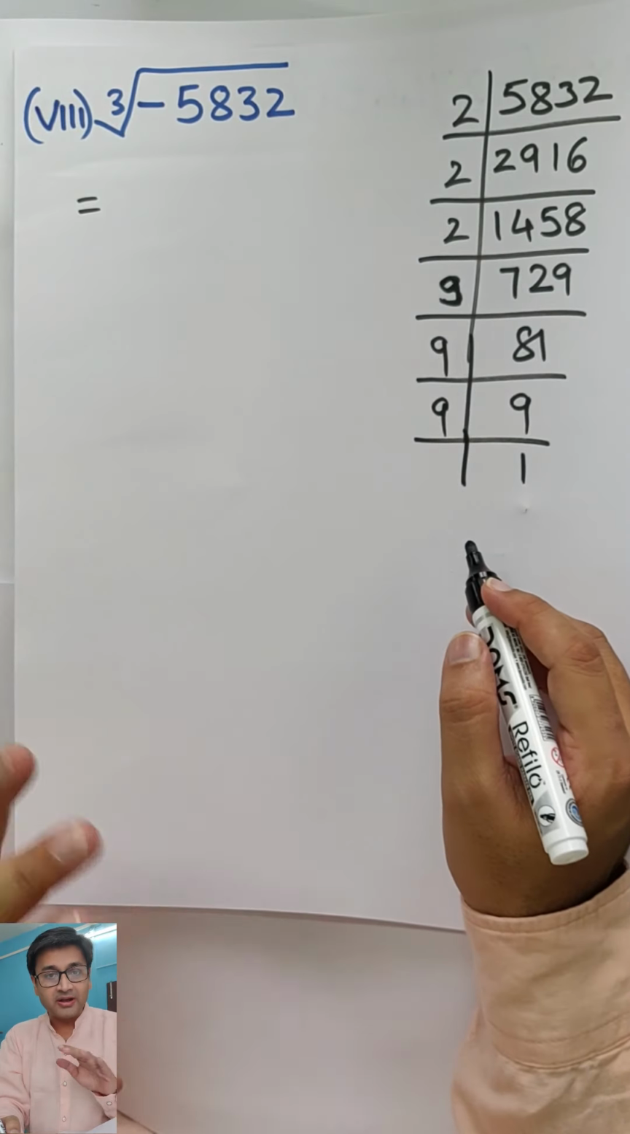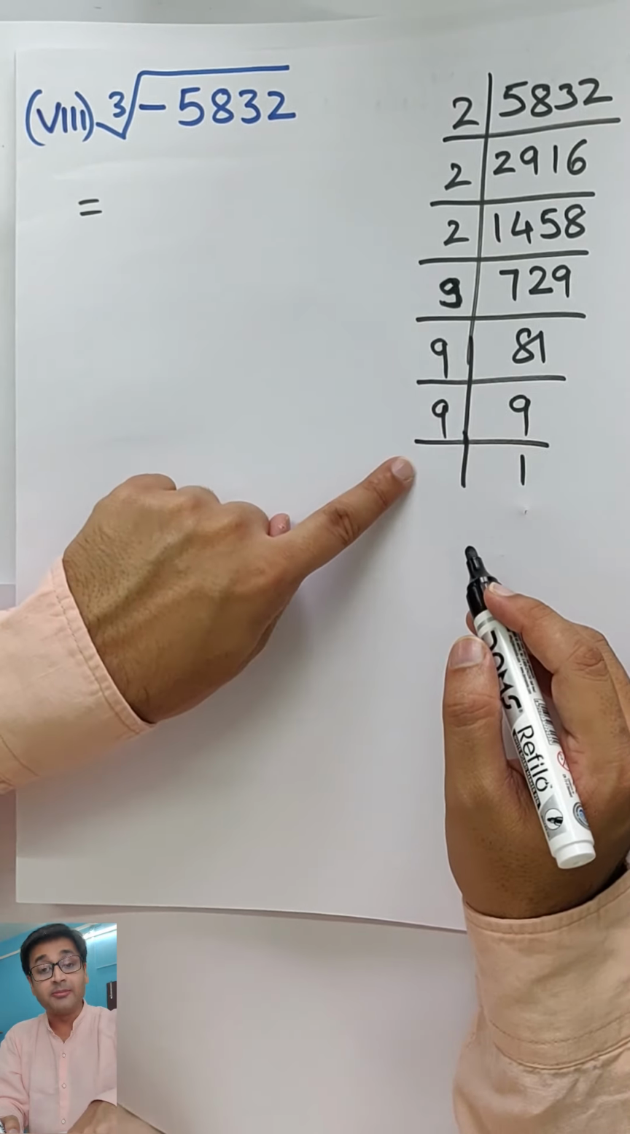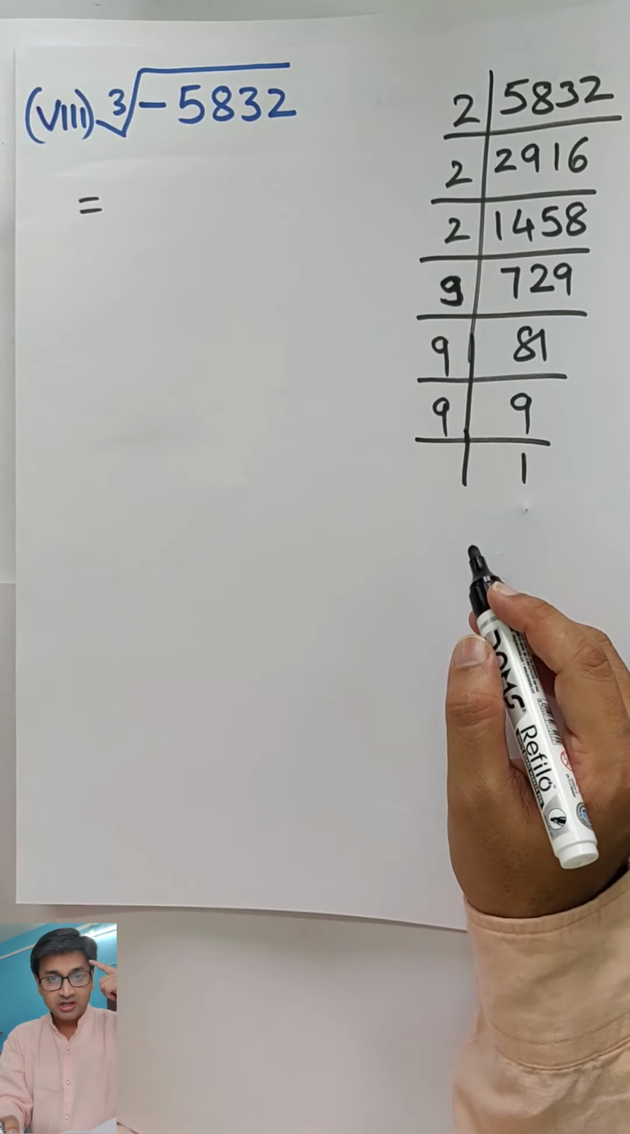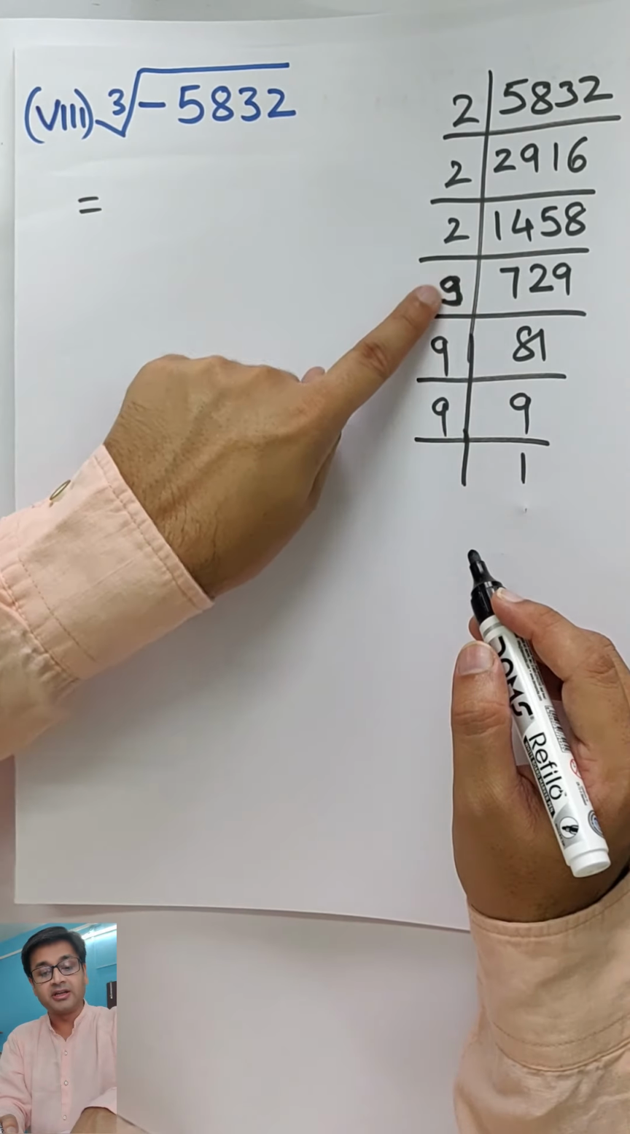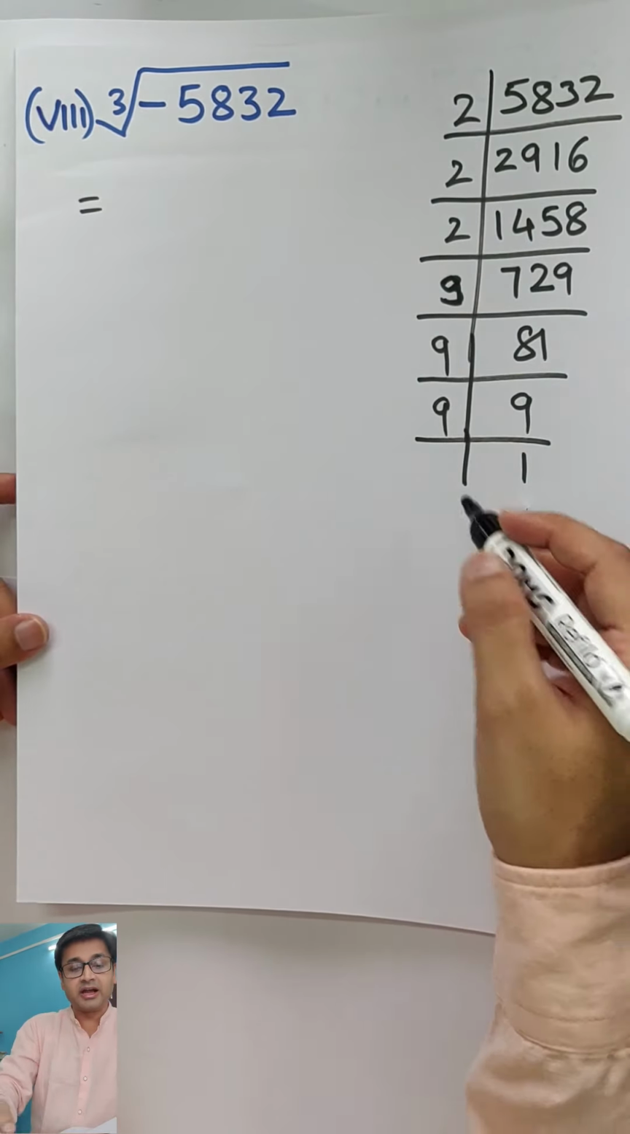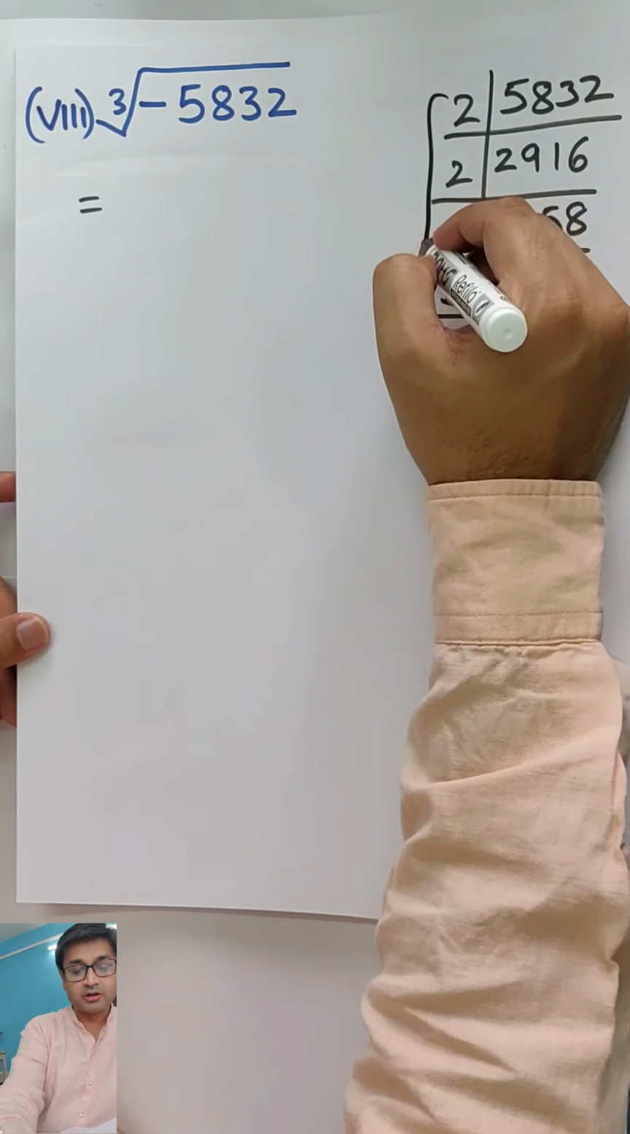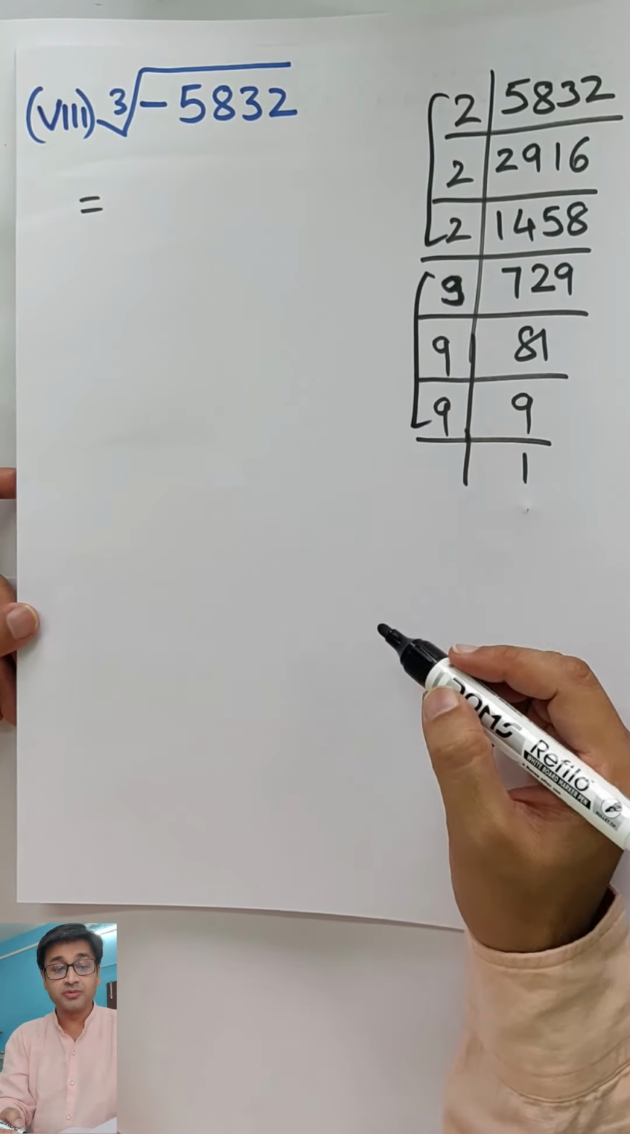They have not said prime factor method, so you need not take prime numbers over here. You can take any numbers. So if you are smart, you know 729, directly take 9. No harm in that at all. So here you get 1 2 and here you will get 1 9. So your answer should be 18.